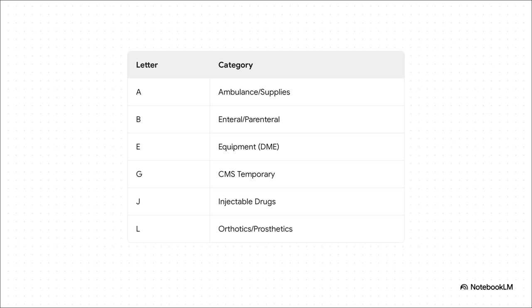G codes are CMS temporary codes for professional services. J is for injectable and infused drugs, which is heavily tested, by the way. L is for limbs, so think orthotics and prosthetics. And finally, V is for vision, hearing, and speech. Lock those anchors in, and I promise you'll be flipping through that HCPCS book with lightning speed on exam day.